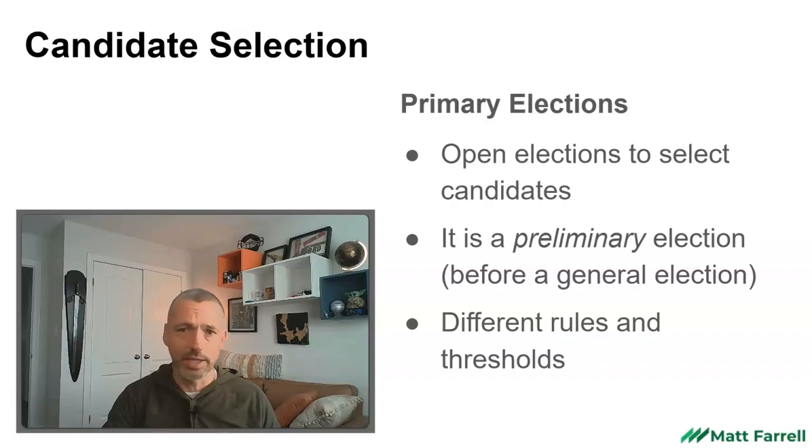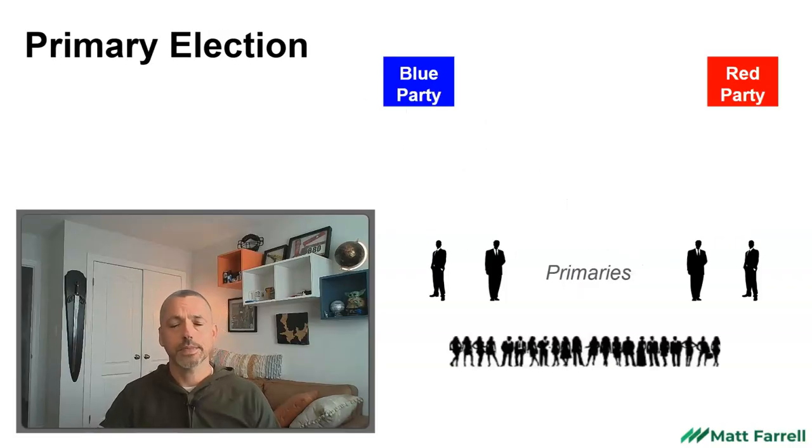Of course, around the United States, there are different rules and thresholds. Some have closed primaries where you have to be registered as a Democrat or registered as a Republican to vote in that respective primary. Others have open primaries where independent voters can participate. There are also different rules around winning thresholds and runoff elections. These can look very different from state to state, but we're just going to focus on the things they have in common. So here's how a typical primary might look.